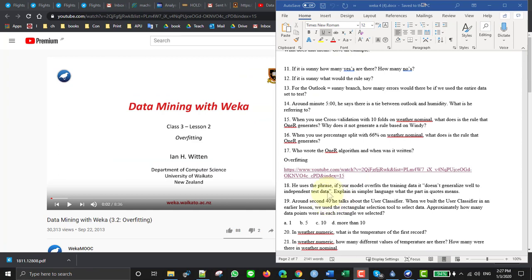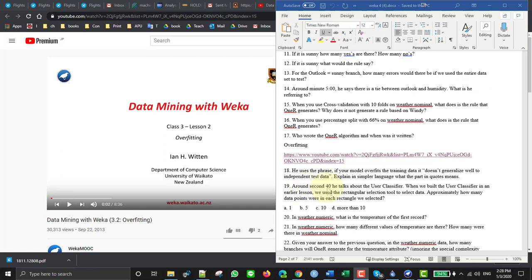Okay, this is for overfitting, the video on overfitting. He uses the phrase, if your model overfits the training data, it doesn't generalize well to independent test data. Explain that in simpler language. Well, one way to explain it is to say that the model will fit the noise, and then when we're trying to predict with independent test data, the noise will be different, and so the model won't work very well. That's one way to explain it.